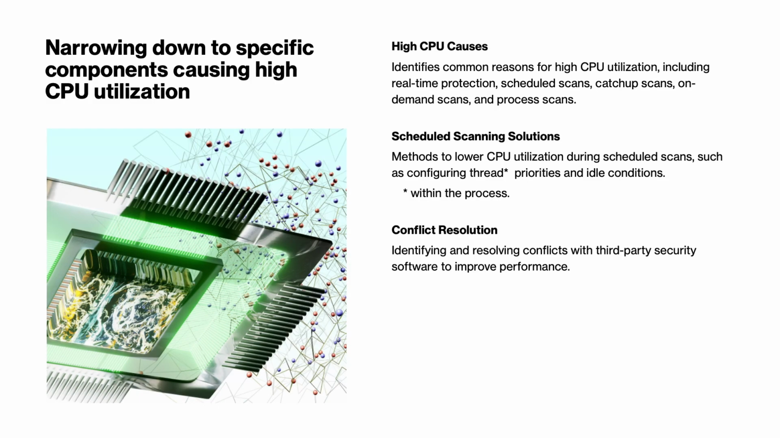The scheduled scan is when an administrator sets up a scan that could be daily or weekly. The dailies are quick scans. The weekly can be set as quick scans or full scans. And obviously, the full scans will take longer to finish scanning, so the CPU utilization will be higher during that time.